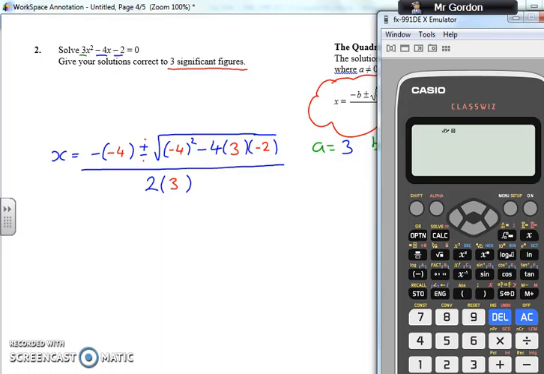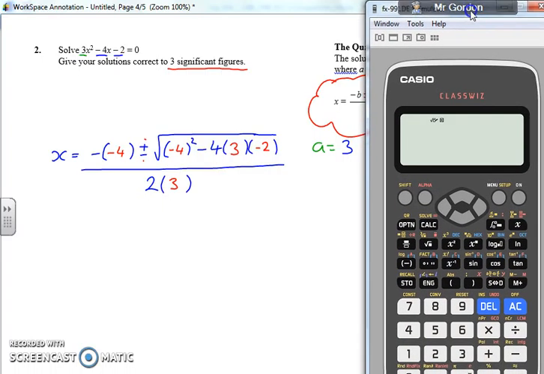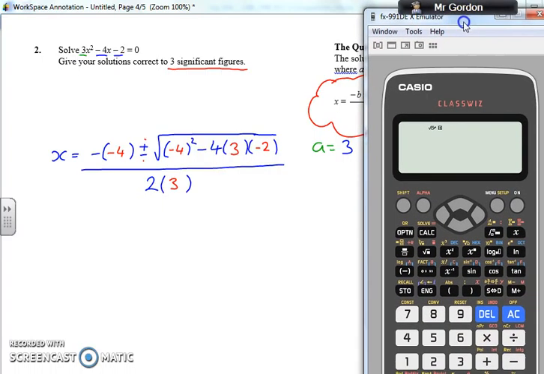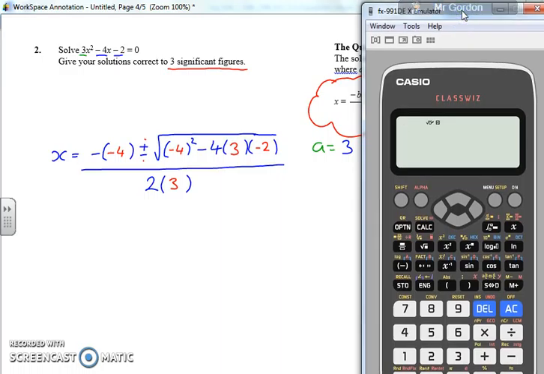Can we enter this all in one go? That's always a challenge, so I'll try and help you with that. Let me just adjust the calculator. So it's a fraction, so we can press the fraction button first, and then start to type in. So we've got minus, then I've got my bracket.